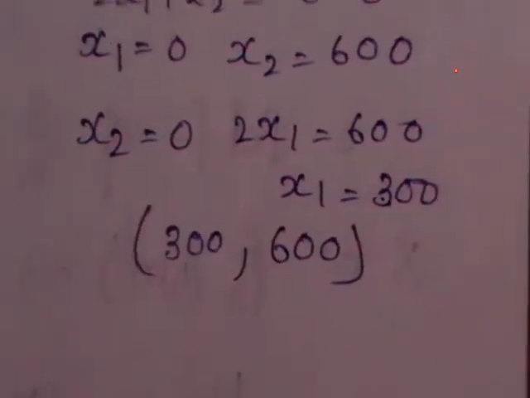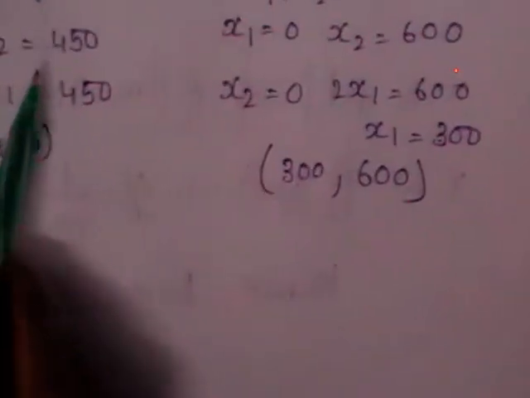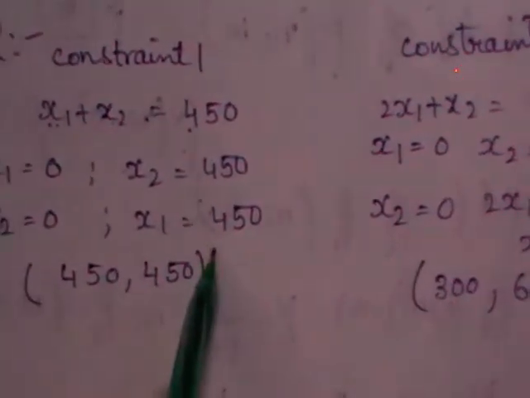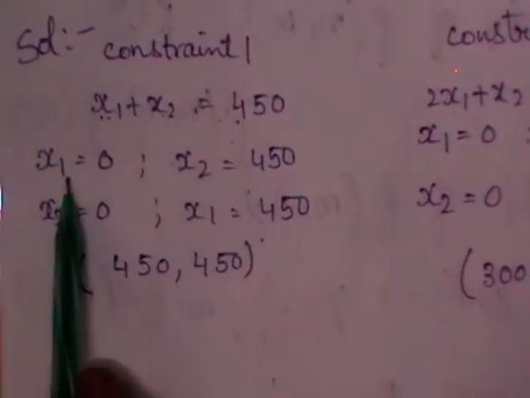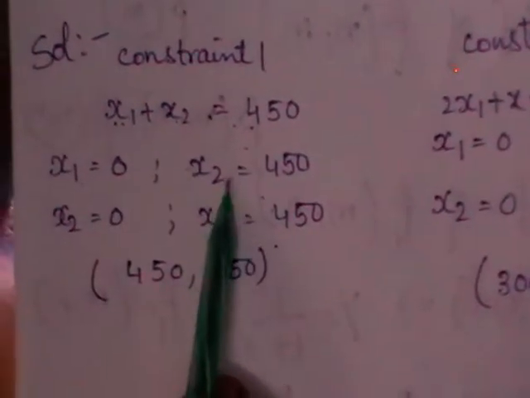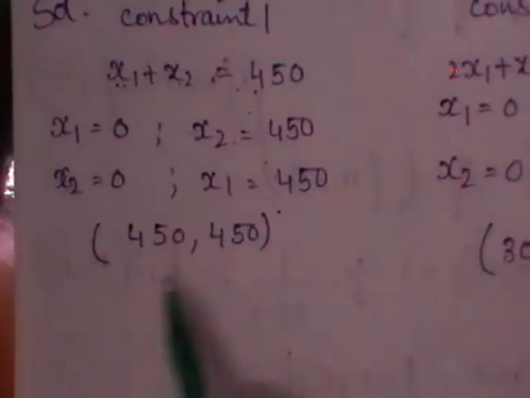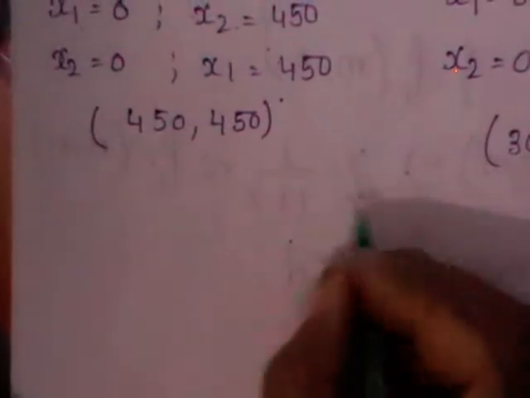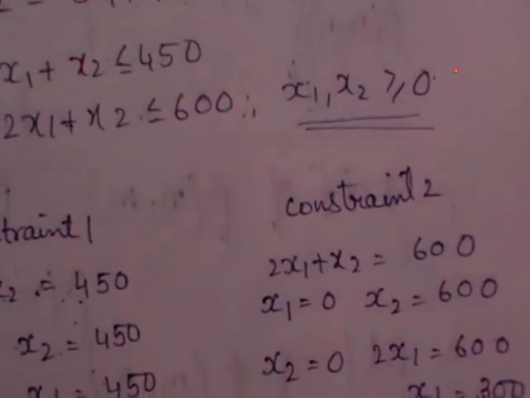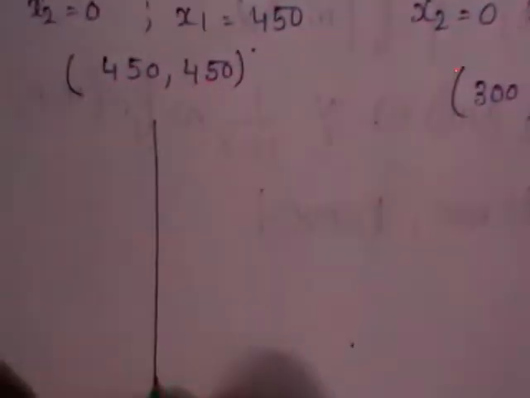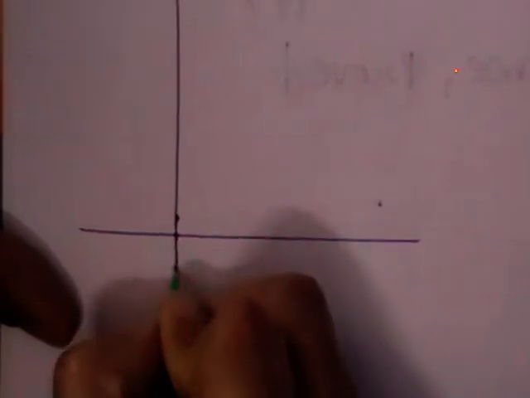After considering those two inequalities as equations, by putting one of the variables as 0, find the other one. In such a way, find the ordered pairs for both the constraints. Now to plot these on the graph, as we are using the non-negative restriction x1, x2 greater than or equal to 0, the axes should be only in the first quadrant out of the 4 quadrants.